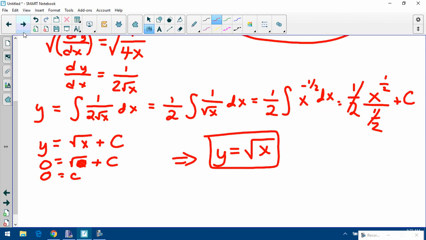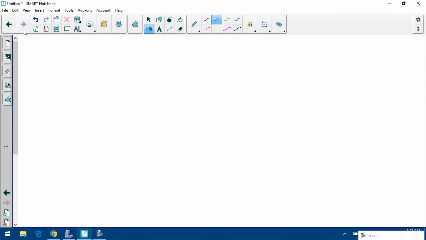All right, so now for the new stuff, which isn't actually new because it's review. The last type of function we have to talk about this year are logs and exponentials. So in order to do that, we've got to remember some properties of logs. So here's log review day 1.